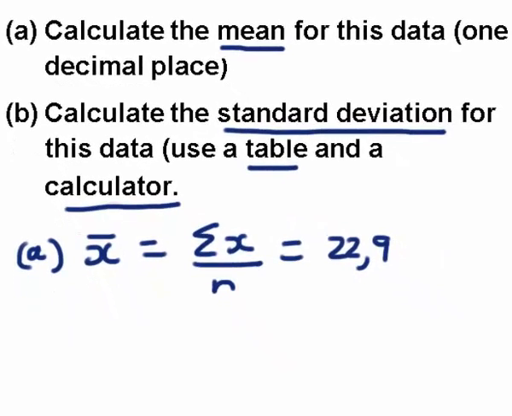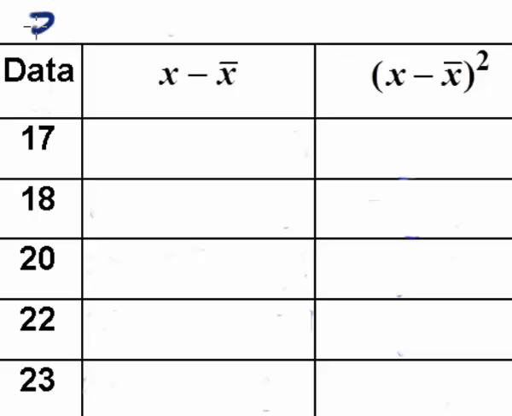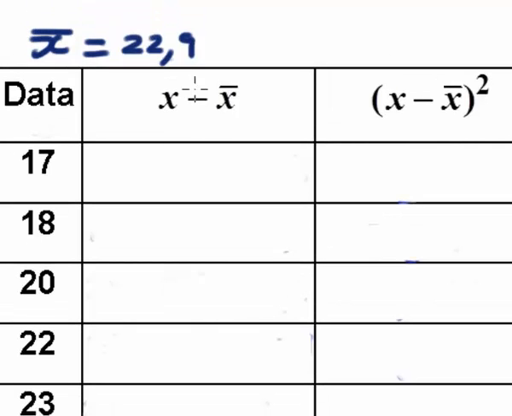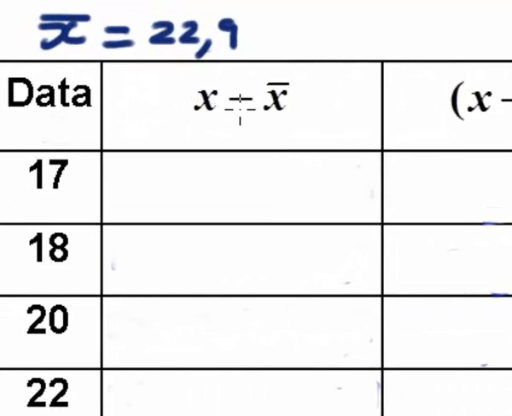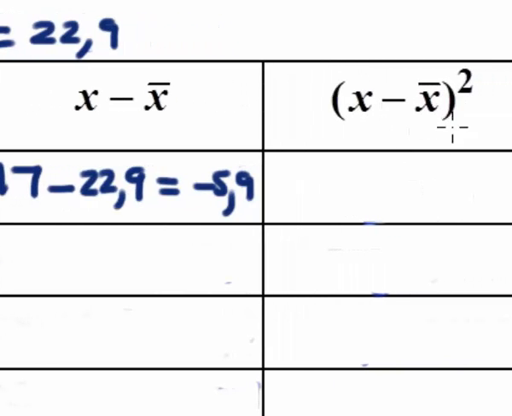Now the standard deviation, we're going to start off by using a table. Remember, your mean is 22,9. By using a table, we start off by working out x minus x bar, which is really the score. If you take this one, it's 17. The score, subtract the mean. That gives you minus 5,9, if you remember that. So this is the score, or the temperature, subtract the mean. We're looking at deviations from the mean here. Over here we talk of squared deviations from the mean.